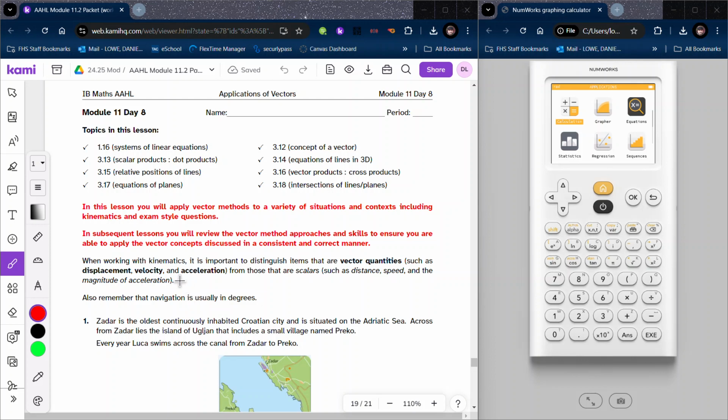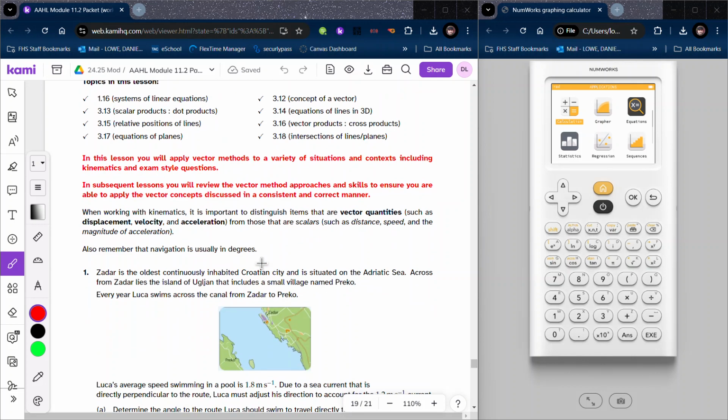Now, when you're working with kinematics, it's important to distinguish items that are vector quantities, such as displacement, velocity, and acceleration, those that have magnitude and direction, from those quantities that are scalars, such as distance, speed, and magnitude of acceleration, right? So if it's just the magnitude, no directionality, then it's a scalar. And you want to be careful about things that you can do with scalars and things that you can do with vectors. Also, remember, navigation, usually in degrees.